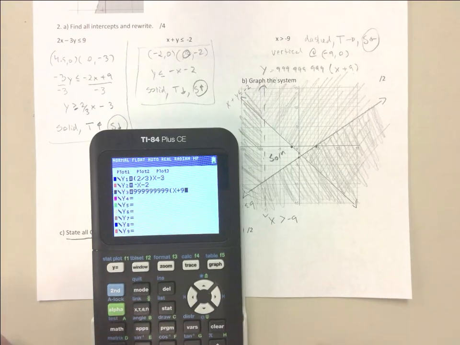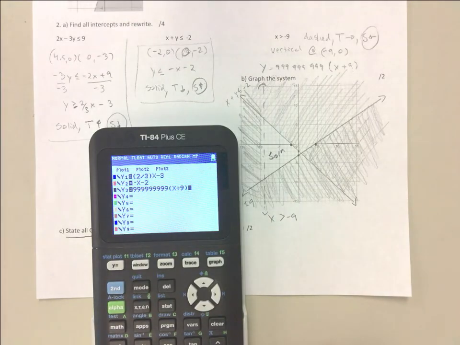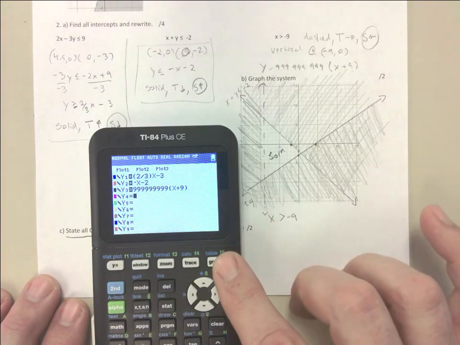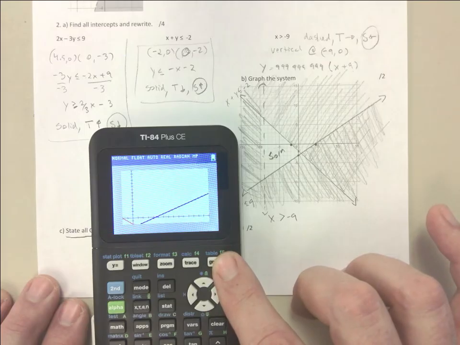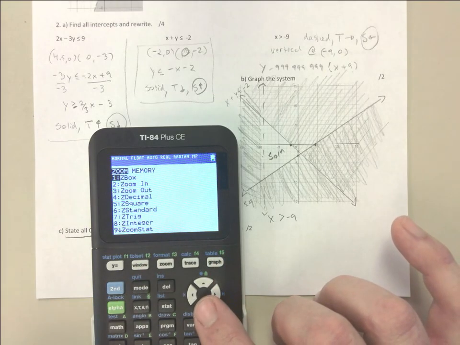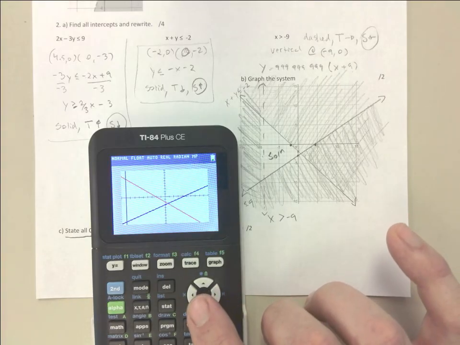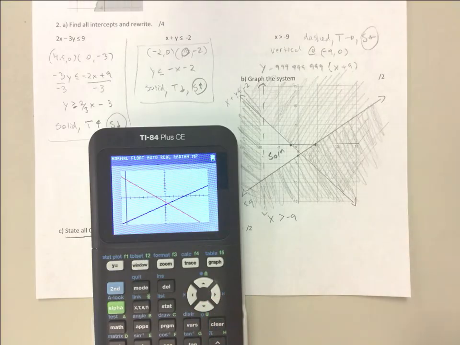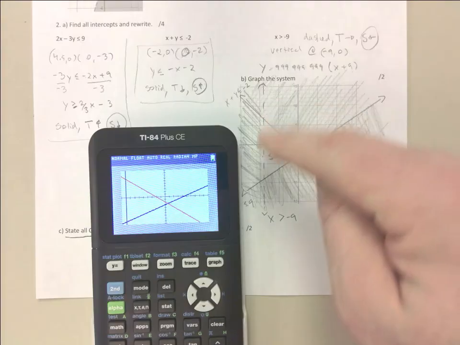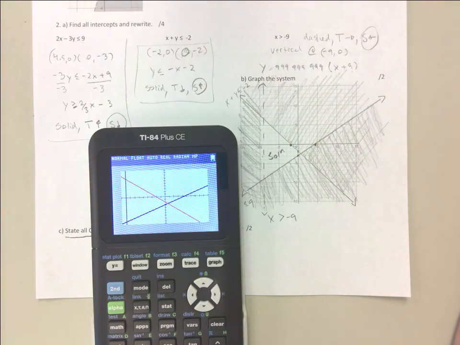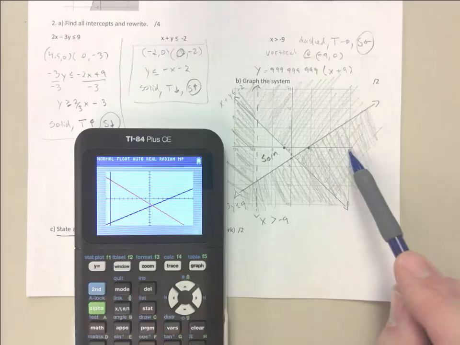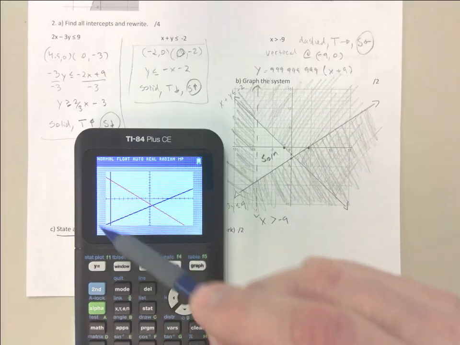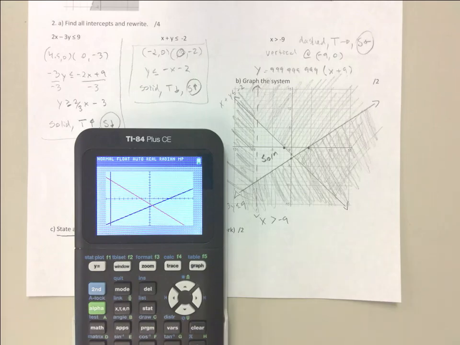You only do this with vertical lines, so please don't do the 999 when it's a horizontal to begin with, right? This is just so we can have our verticals. I'm going to hit graph. Not a nice graph. I'm going to go zoom 6. And guys, if your window parameters are different, it may look like you graphed it wrong, but think again. Make sure you change your X-min, X-max, Y-min, Y-max so that it will look very similar to what you have. Okay.